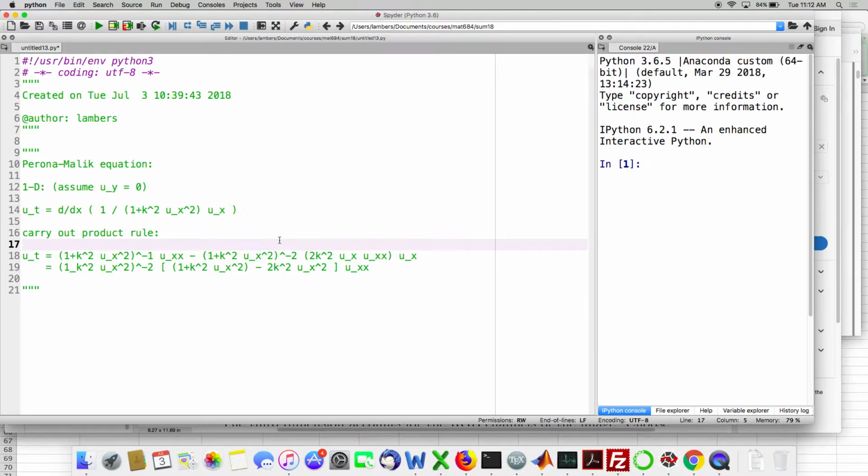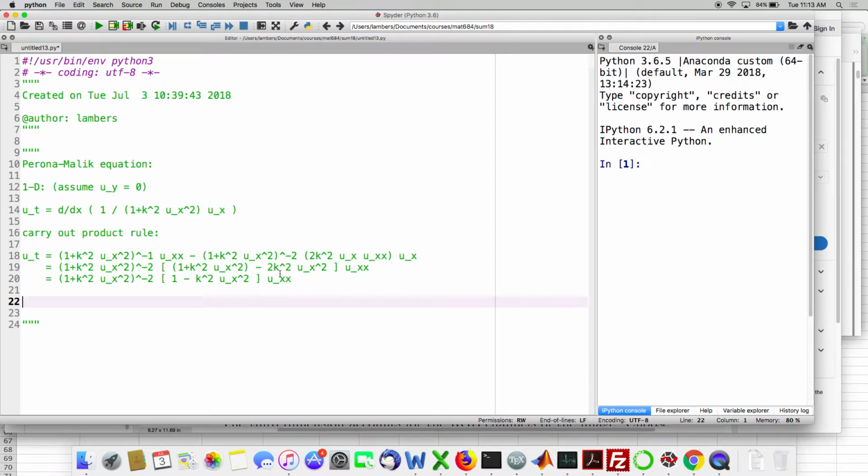Let's see, did I miss anything? No. Oh, okay, yeah, that's plus. At least it's not a consequential mistake. Okay. All right, and now I can simplify here. I have 1 plus k squared ux squared minus 2 k squared ux squared. I can combine those last terms, or like terms, and what you get is 1 minus k squared ux squared, times that.